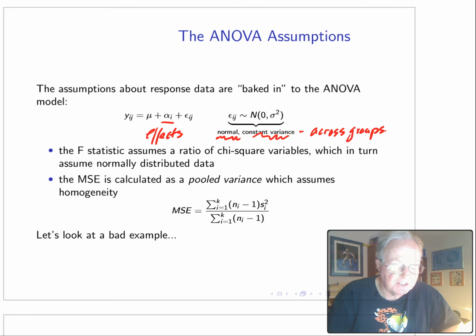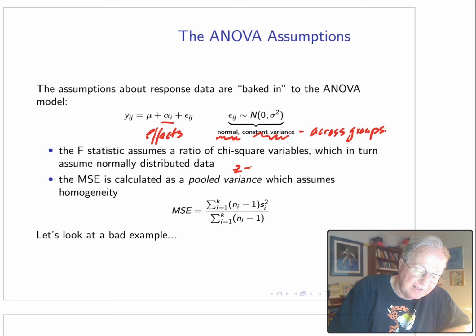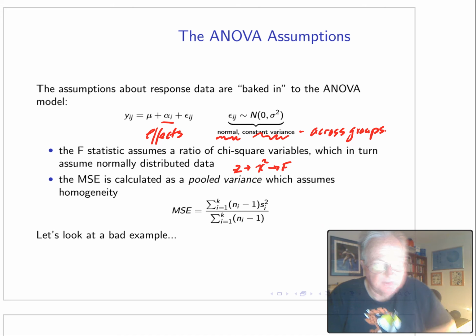So the F statistic is based on this because it assumes a ratio of chi-square variables to form the F distribution, which in turn assumes normally distributed data. So we want to go from Z to chi-square to F. And the Z is what gets us.